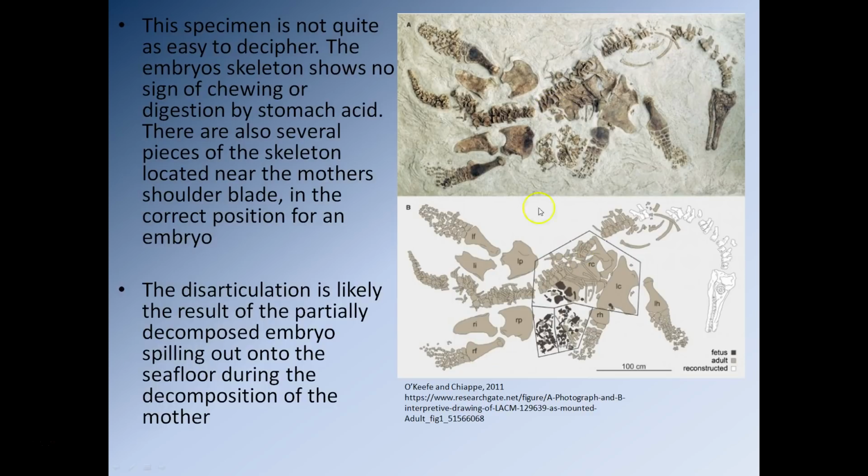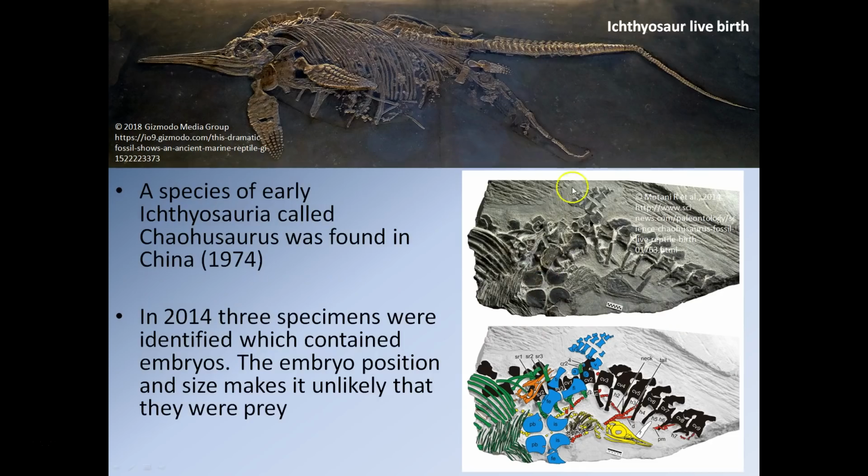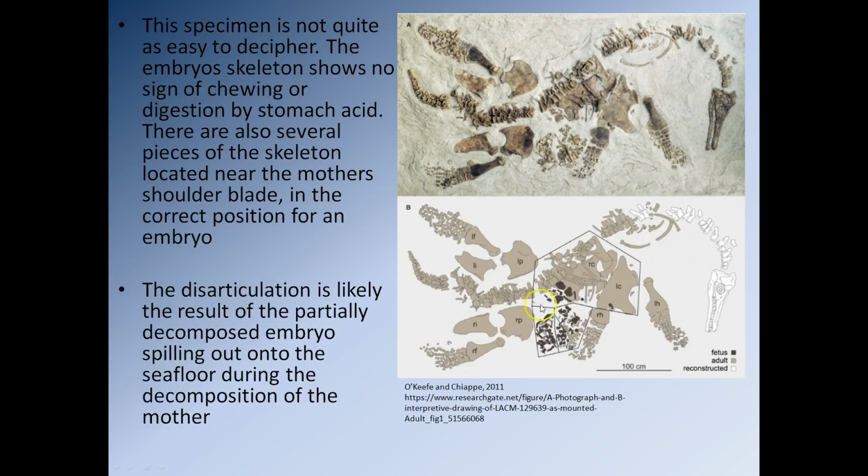So in terms of their location, once again, they are located at the back of the rib cage, underneath the spine, in exactly the same position as the ichthyosaur babies are located, which would suggest that they are in the correct position for the likely location of the plesiosaur womb. So that obviously makes a lot of sense. And it would seem that, as I said, there's no signs of chewing, no signs of digestion by stomach acid. So that would suggest that the baby has not been eaten. It is actually inside the mother.